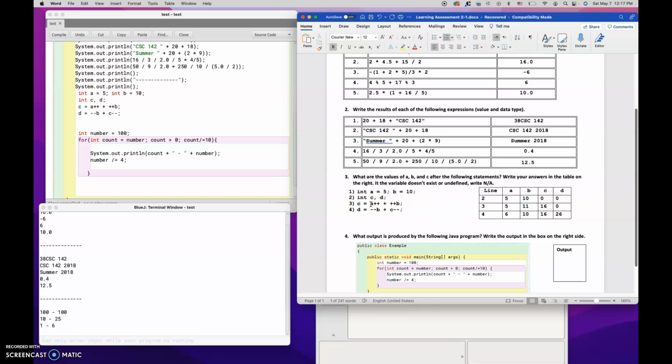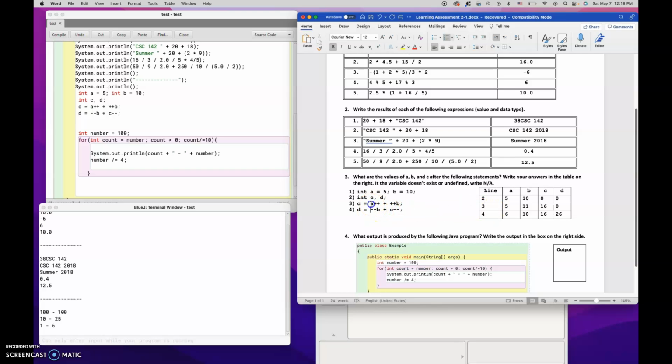C will be the sum of A and B. A equals 5, B equals 11, then C equals 16. D equals 0. No variable so far for D. So let's jump to the fourth line. We have D equal minus minus B plus C minus minus.